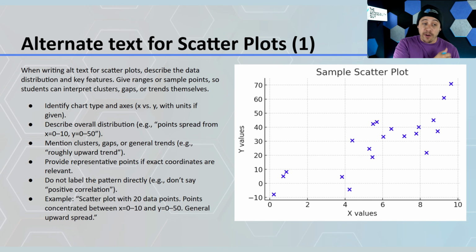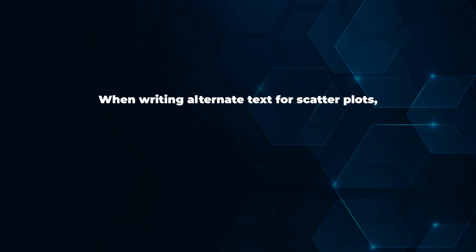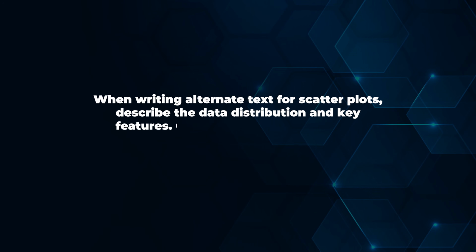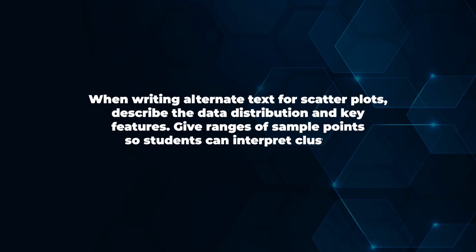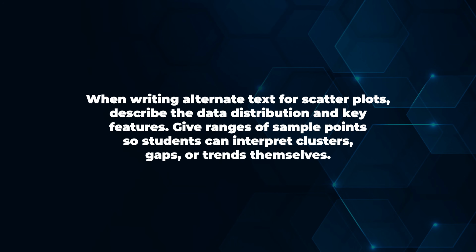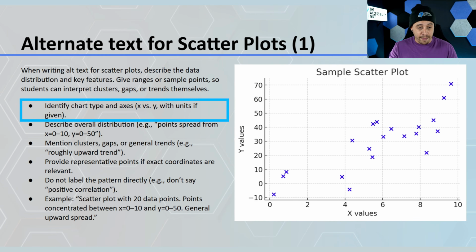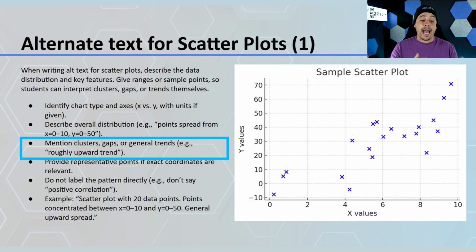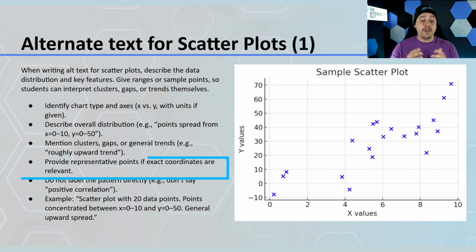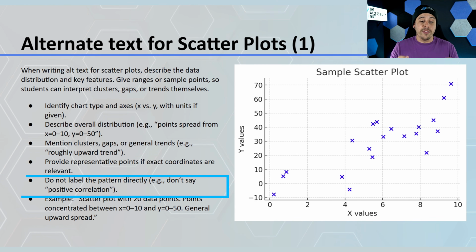What about for scatter plots? When writing alternate text for scatter plots, describe the data distribution and key features. Give ranges of sample points so students can interpret clusters, gaps, or trends themselves. So identify the chart type, describe overall distribution, mention clusters, gaps, or general trends, provide representative points if exact coordinates are relevant. Do not label the pattern directly.